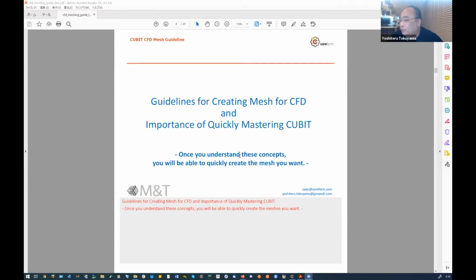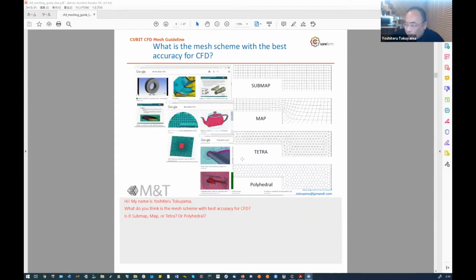Guideline for creating mesh for CFD and the importance of quickly mastering Cubit. Once you understand this concept, you will be able to quickly create the mesh you want. Hi, my name is Yoshitel Tokiyama. What do you think is the mesh scheme with best accuracy for CFD? Is it submap, map, or tetra, or polyhedra?